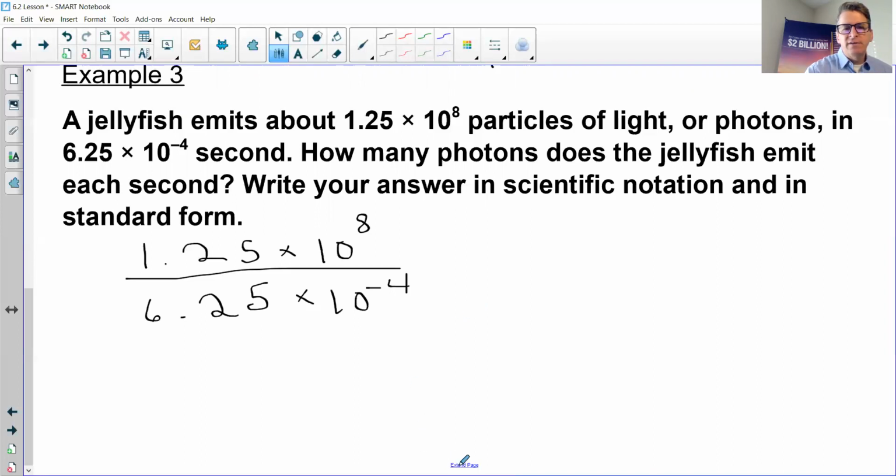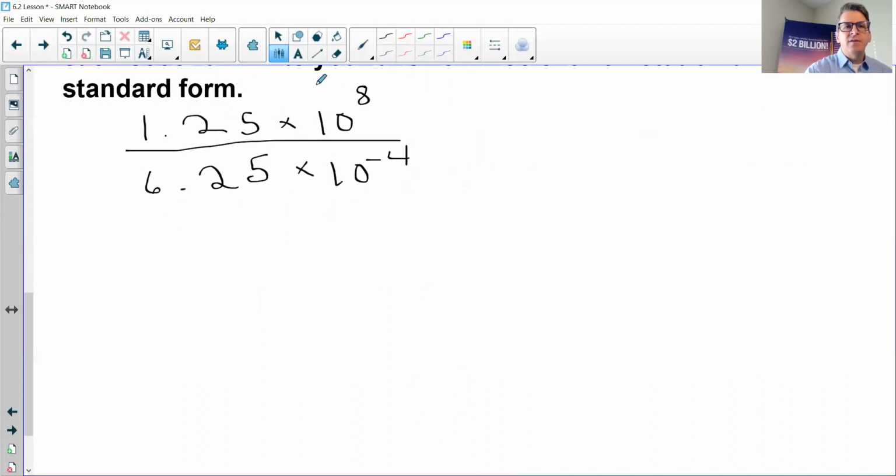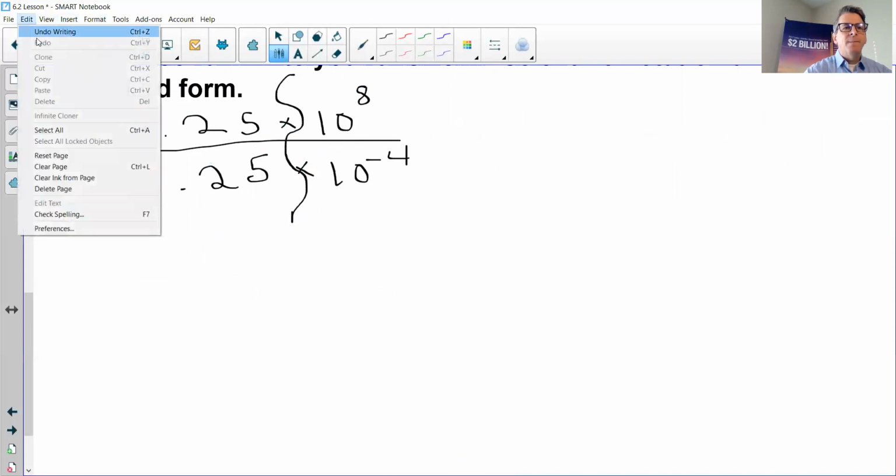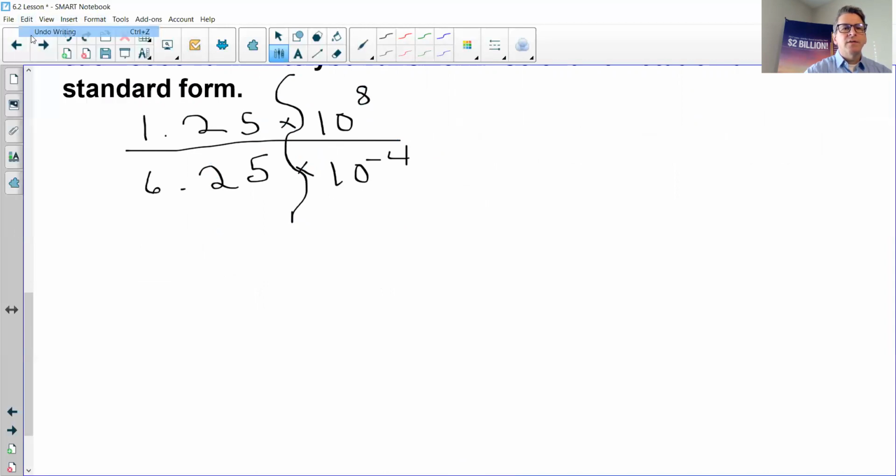So you can kind of see how this lines up. This has got a left side, and then you've got yourself a right side. Okay, so you've got the same base. You can see that this is the left side, and this is the right side. So 1.25 divided by 6.25 is actually 0.2. 10 to the 8th over 10 to the negative 4 is 10 to the 12th. Okay, 8 minus negative 4 is 12.